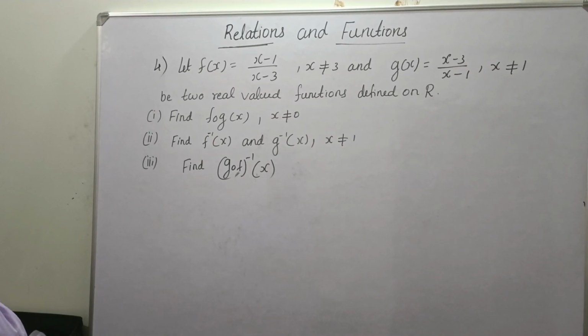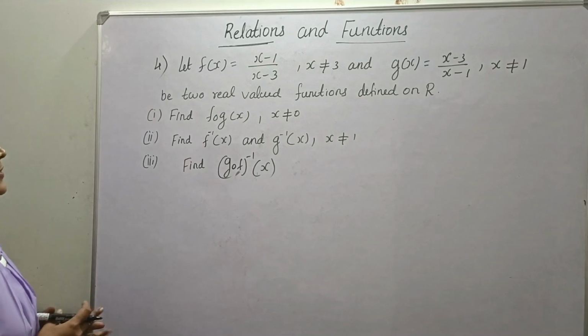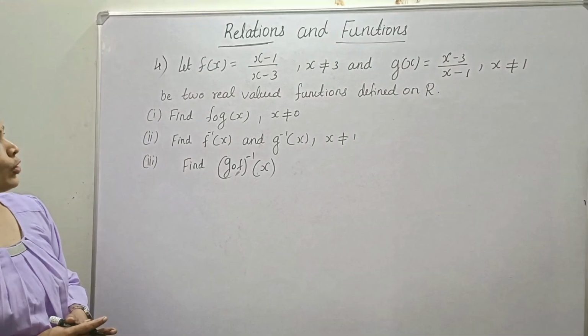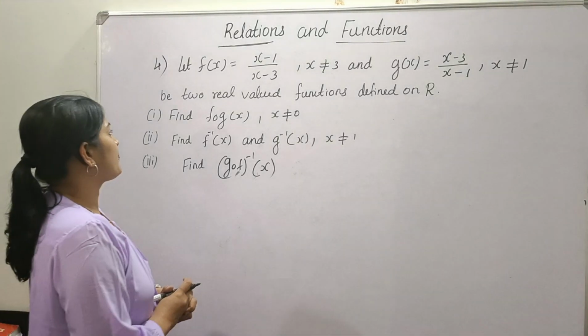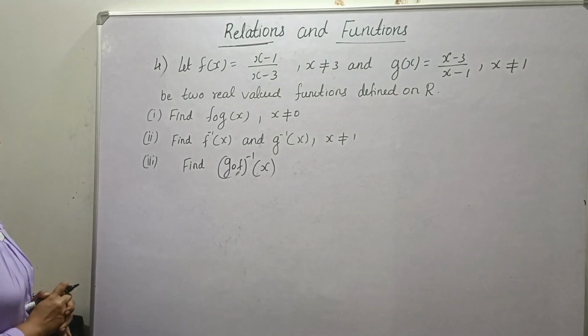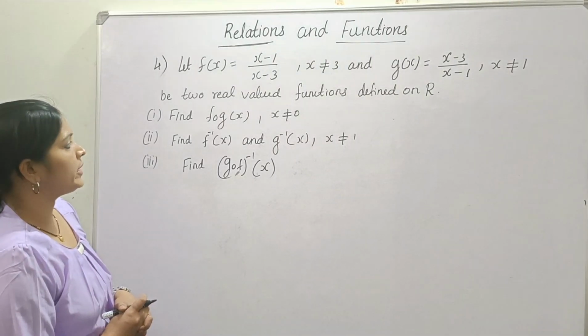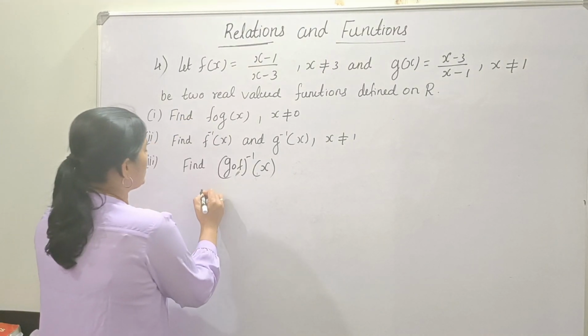Look at the next example. Let f of x is equal to (x minus 1) by (x minus 3), x not equal to 3, and g of x is equal to (x minus 3) by (x minus 1), x not equal to 1, be two real valued functions defined on R. So the first question is, find f composite g of x, x not equal to 0. So here two functions are given and we have to find f composite g.